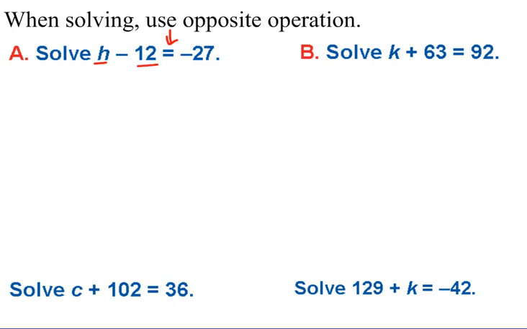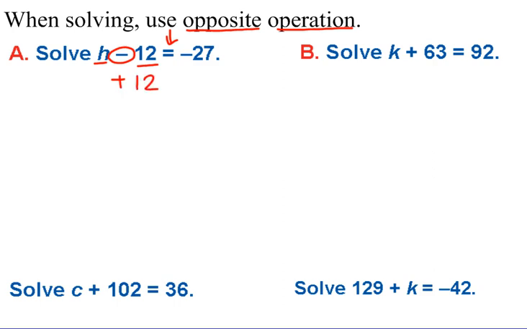So once you've identified your variable and what's on the same side as it, then you're like, all right, how is it attached? How is that 12 and that h, what mathematical operation attaches them? And you're going to look and be like, okay, subtraction. And just like it says up here, we're going to use the opposite operation to solve. So if it's subtracted, the 12, you're going to go ahead and add it. So we're going to start this equation by adding 12.